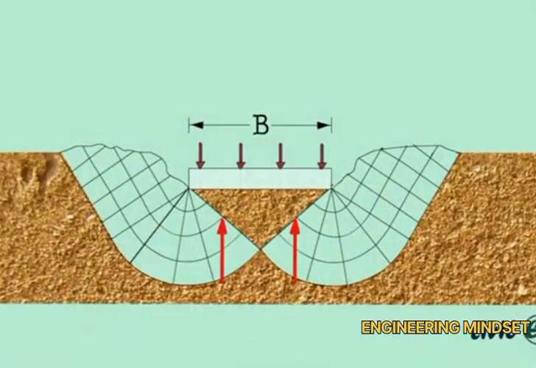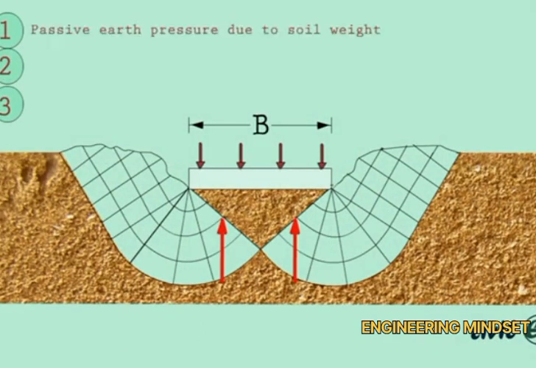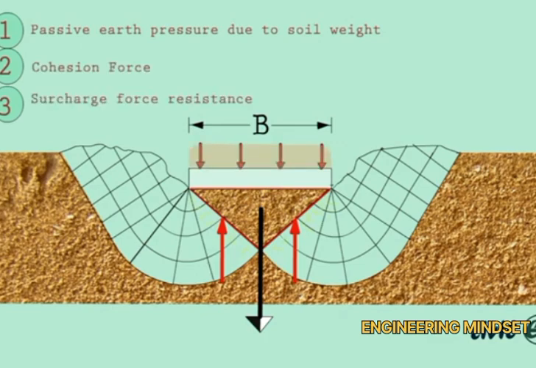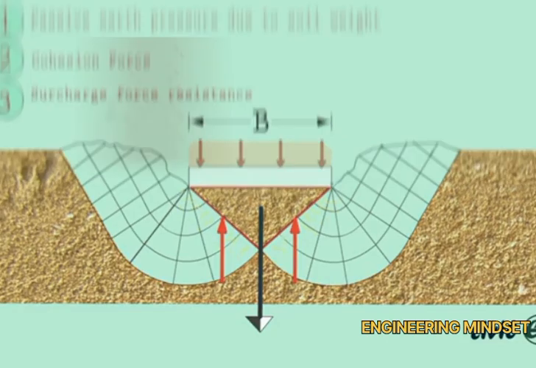This force is a combination of three forces. The first one is the passive earth pressure coming from the weight of the triangular wedge. The second is the cohesion force, and the last one is the surcharge resistance. To understand these forces, we need to go back to the concept of soil mechanics.